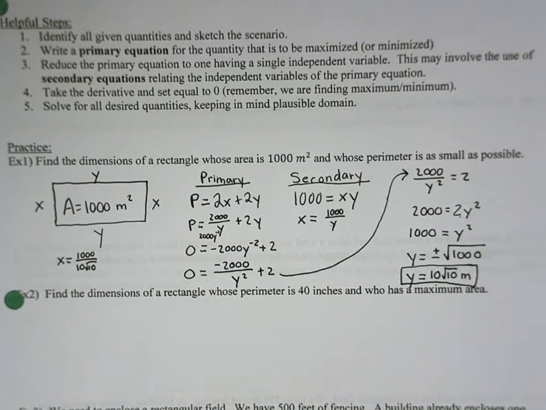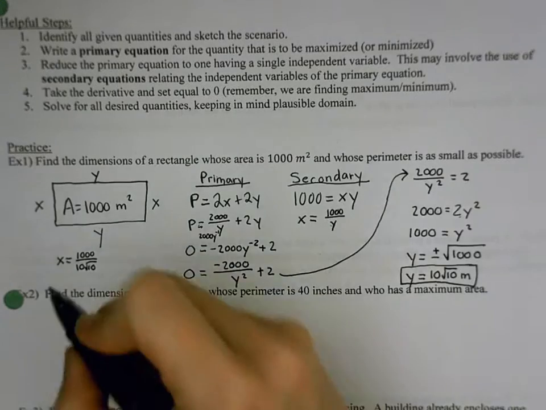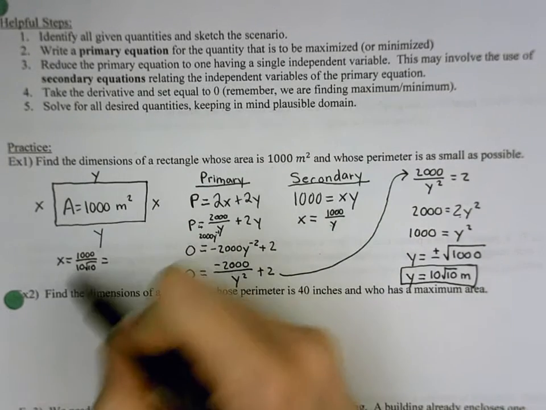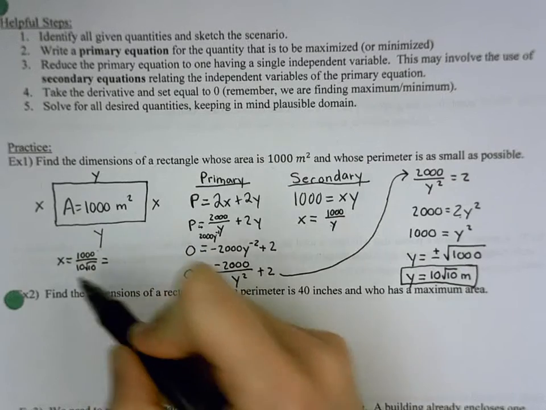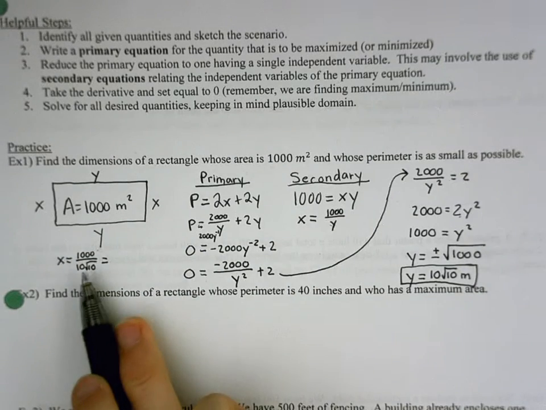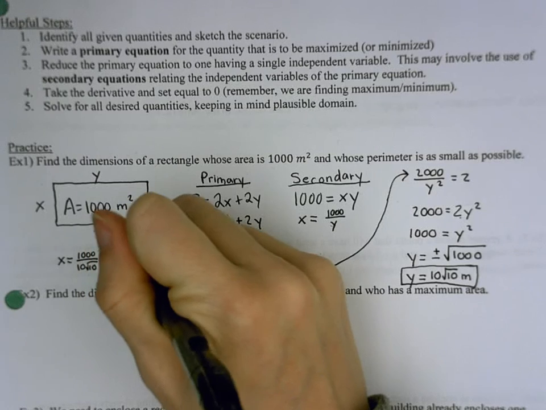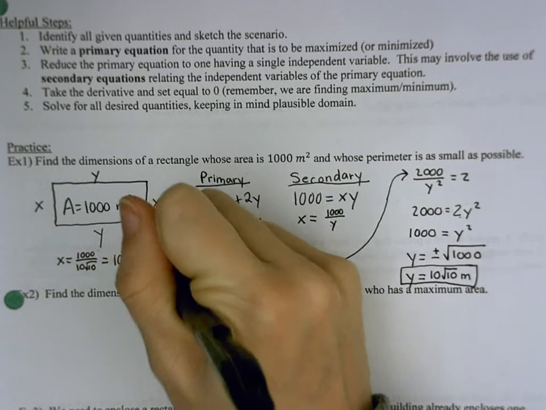I get 1,000 divided by 10 root 10. Okay, which is the same thing. Okay, when you simplify 1,000 divided by 10, and then if you were to rationalize the denominator, you would get 10 root 10. Again, meters for units.